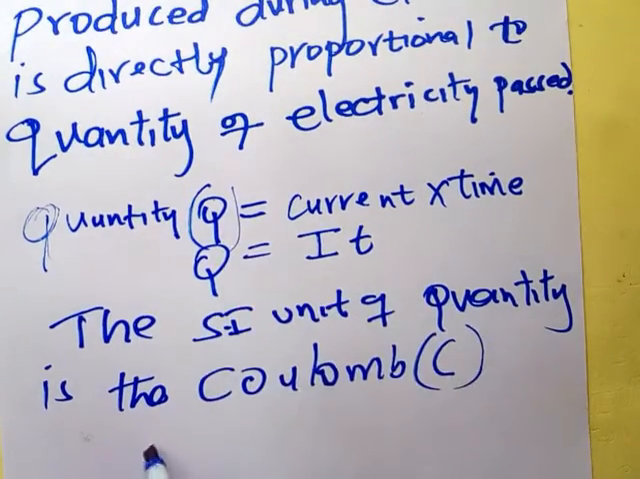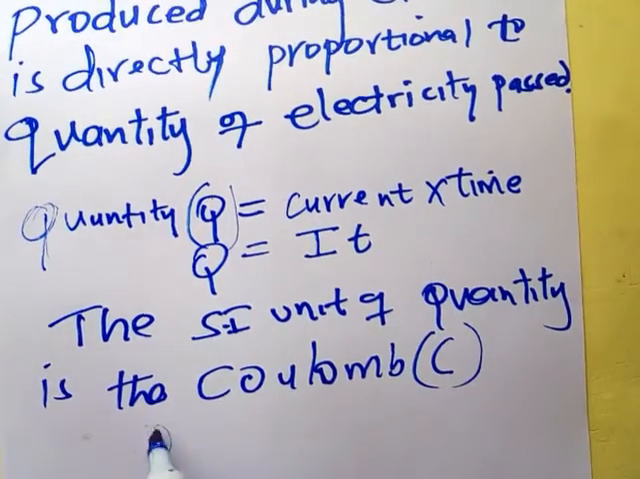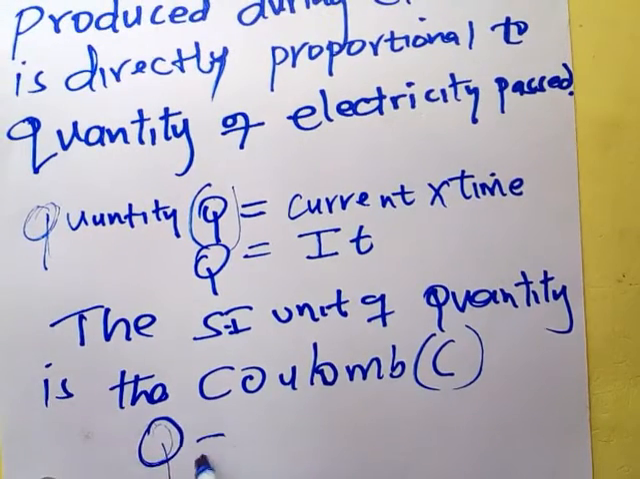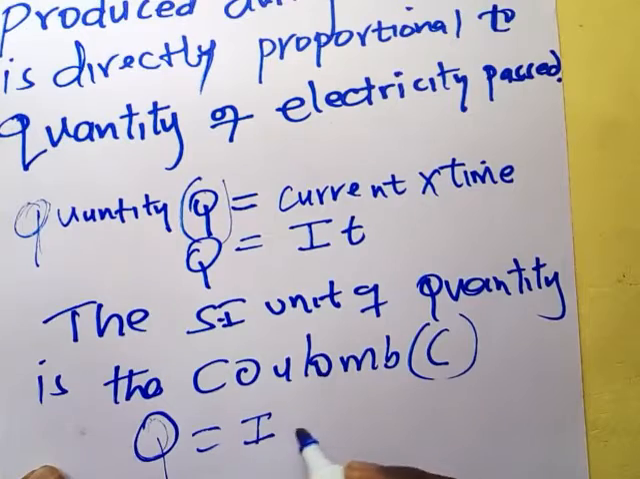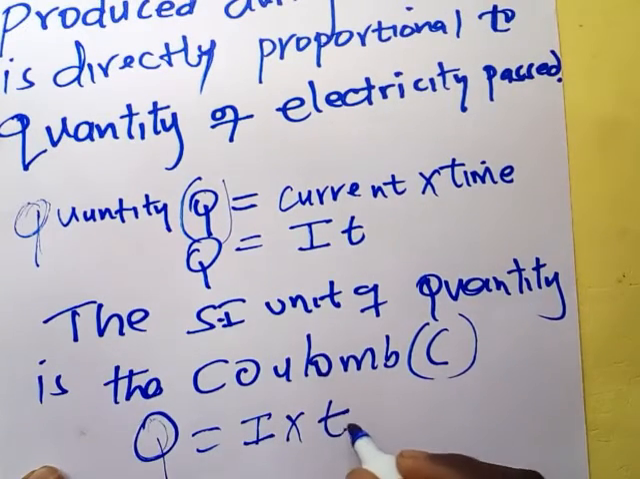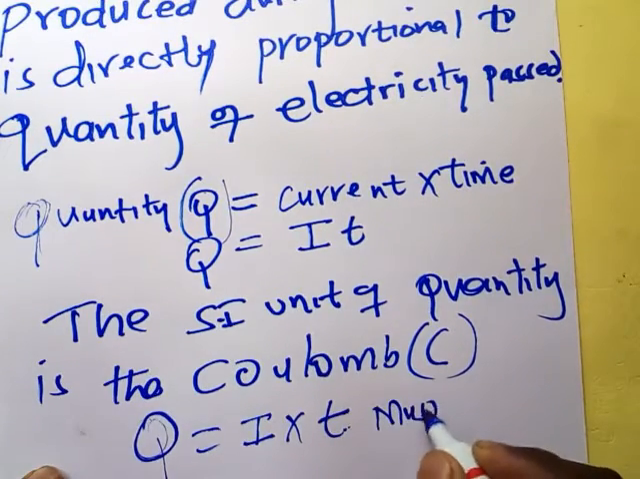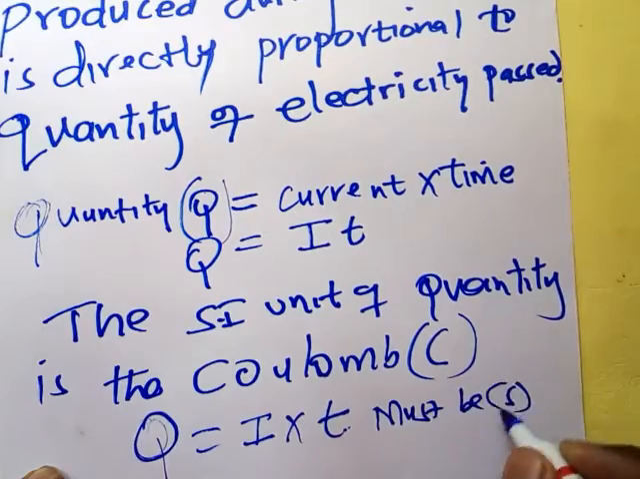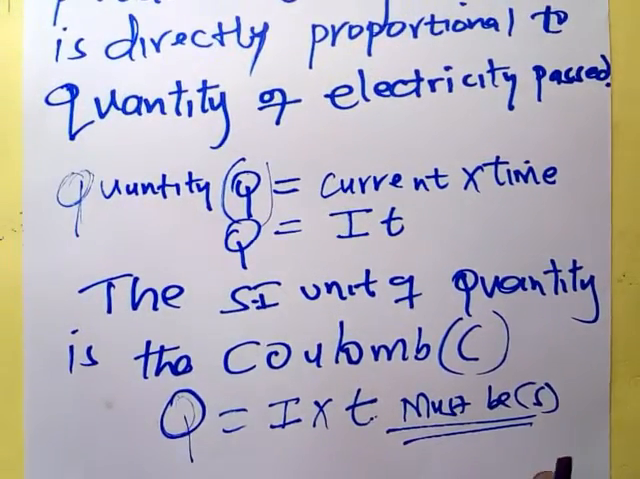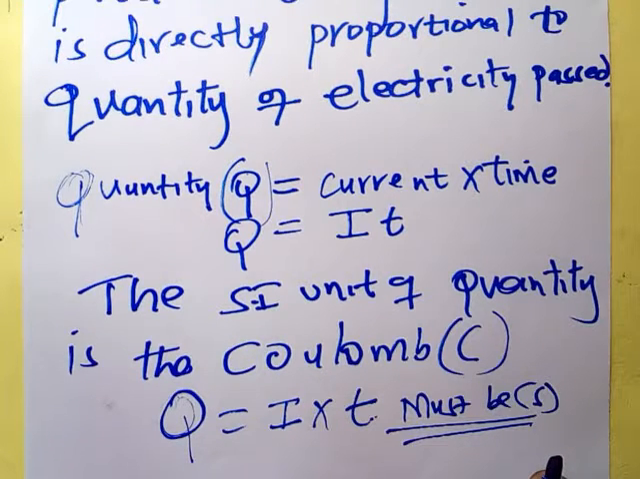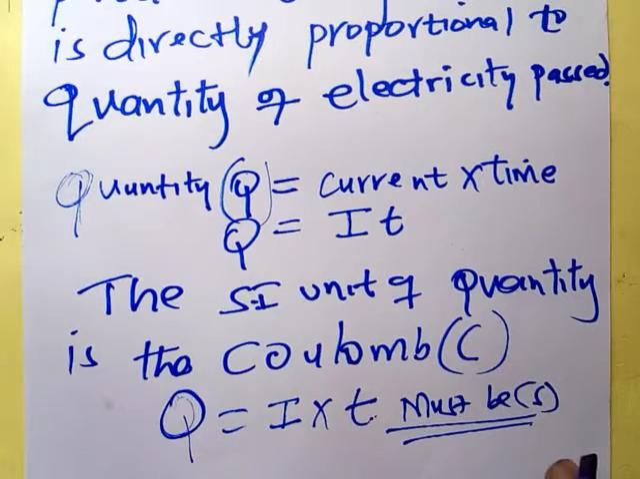Remember the formula that quantity is equal to current times time. This time must be in seconds. At times you are given time in minutes or in hours, so you must convert that time to seconds.